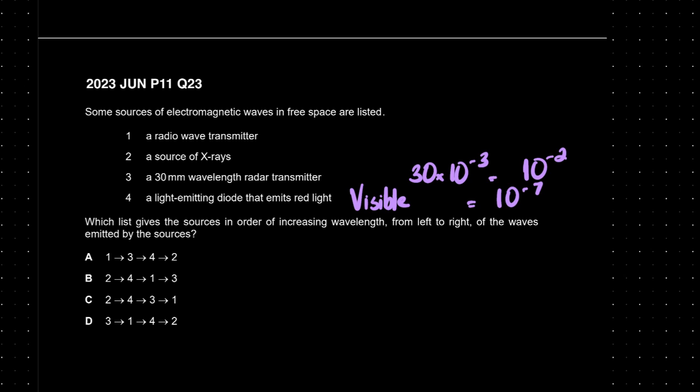Source of X-rays, X-rays is obviously much, much smaller, so it's the smallest. And radio waves, if you remember, have a wavelength which is the longest. So in increasing wavelength, right at the end, I must have radio waves, so it's obviously C, right? So 23 is C.